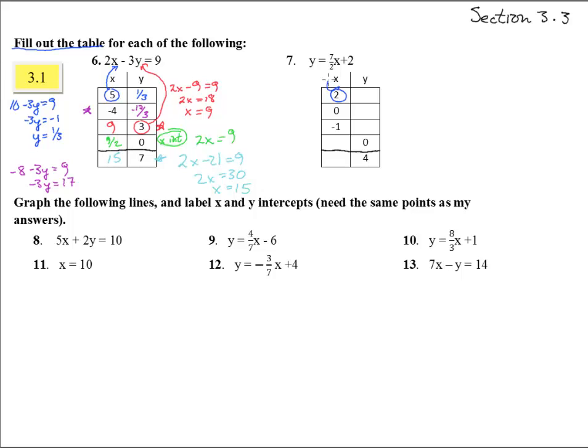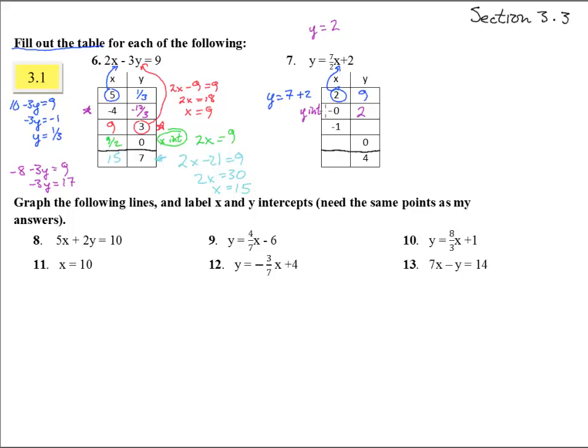Again, we're going to take this 2 and we're going to stick it right up in for that x. So we get y equals 7 halves times 2 is 7. Plus 2, we get y equals 9. Now let's stick the 0 up in there. We've got to remember what that's called. 0 in for x. This gives us the y-intercept. And it is, stick in 0 right there, and you get y equals 0 plus 2 is 2.